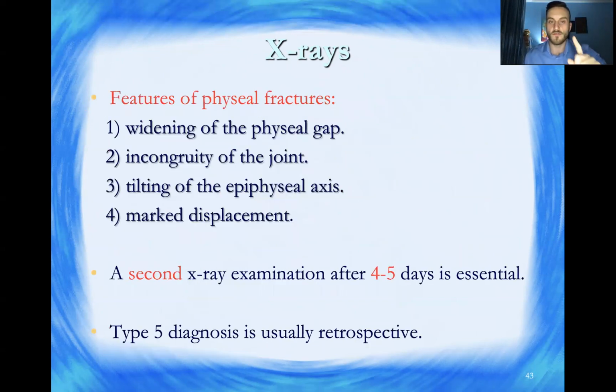The features of physeal fractures: widening of the physeal gap, incongruent tilting of the epiphyseal axis, and finally, marked displacement. So these 4 things might give you a hint that this patient is having a fracture. And you have to get a second X-ray after a week, approximately. So you will see a reaction and swelling in the periosteum. So you can see that there is an inflammatory process for bone healing. This will give you an indication that, yes, this was a fracture.